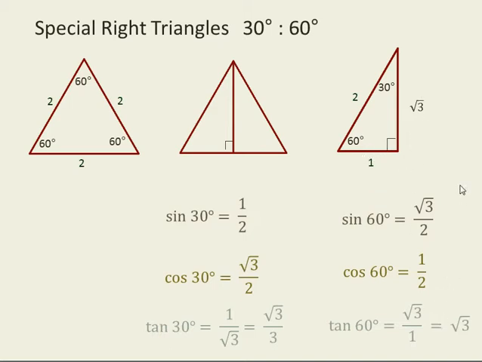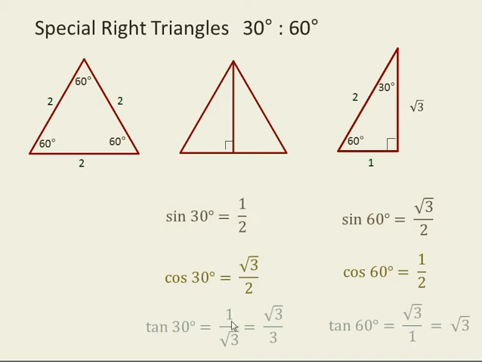Okay, you'll notice a couple of things here. Sine 30 is the same as cos 60. Cos 30 is the same as sine 60. That's always going to be the case. If the angle of the sine and the angle of the cos add up to 90, then their values will be the same.